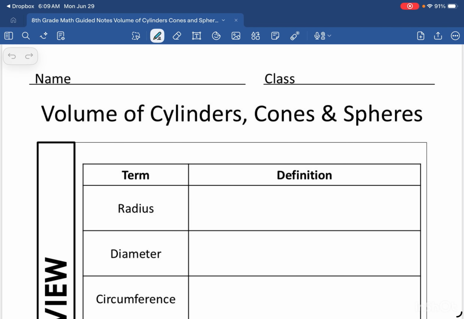Everyone! These are the volume of cylinders, cones, and spheres guided notes. To get started, we're going to review some vocabulary.